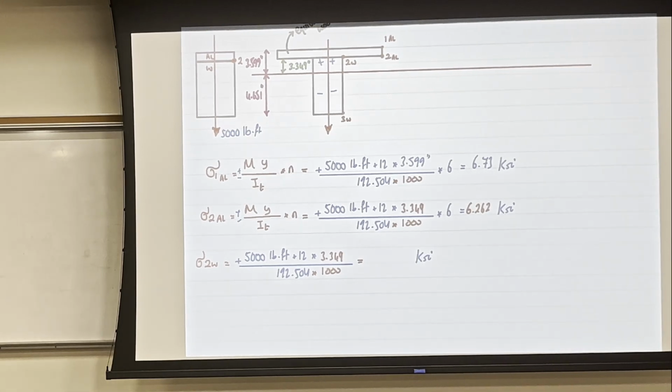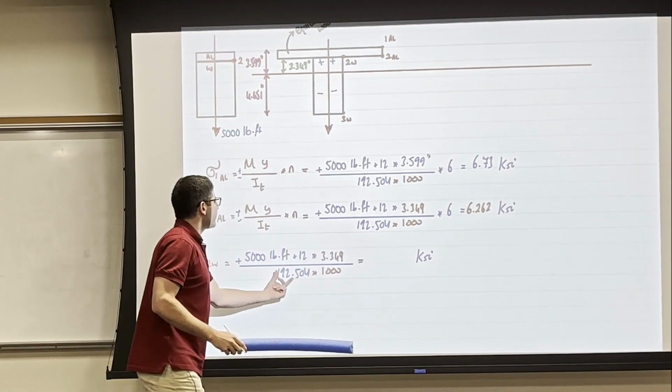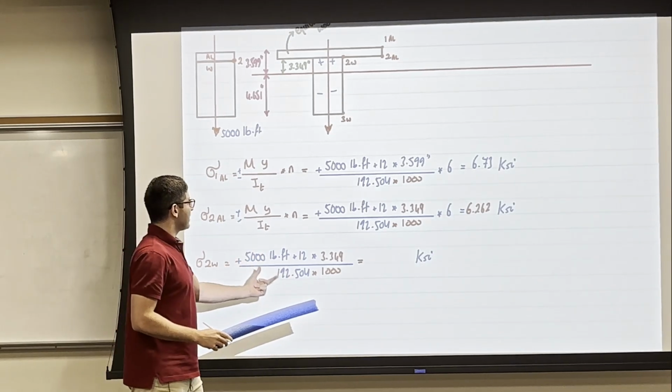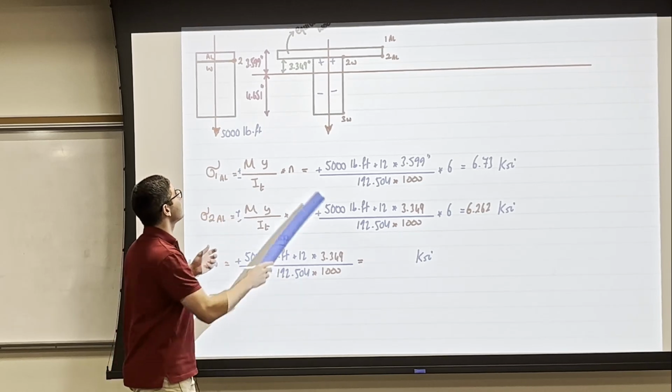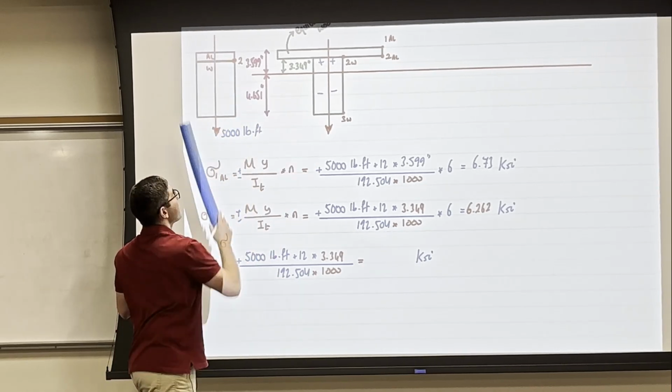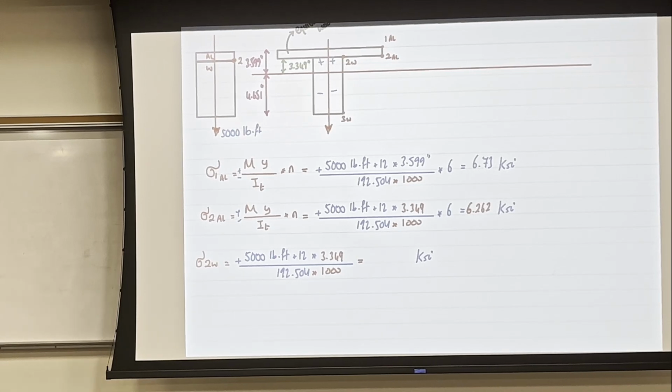And again, the reason the I transformed is used at all points here is because I transformed is the moment of inertia, and it takes into account the behavior of the aluminum, okay? And I'm getting here 1.044 KSI.